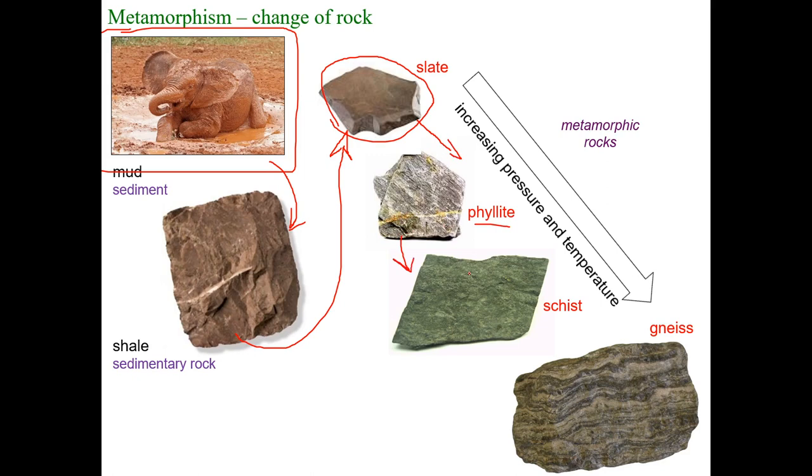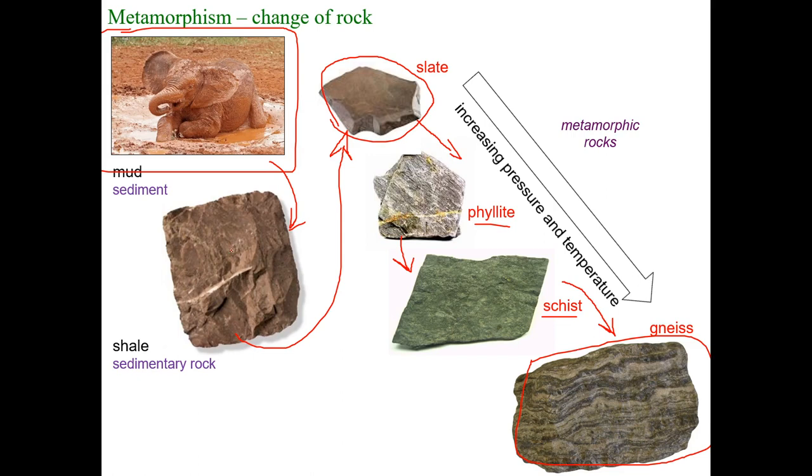Increase the pressure and temperature, and you're going to undergo more metamorphism. You're going to kick up the metamorphic grade, and you're going to turn into a rock called schist. And finally, once you get to the highest metamorphic grade that you can get before melting, you end up with a gneiss. Now, what happens in each of these is that there are going to be changes to the mineralogical content, so the mineralogy. Different minerals are going to appear.